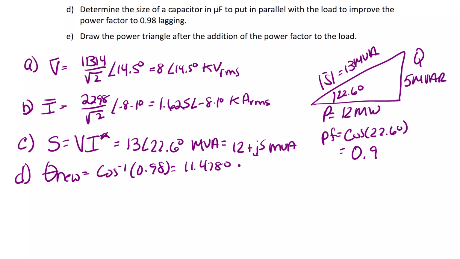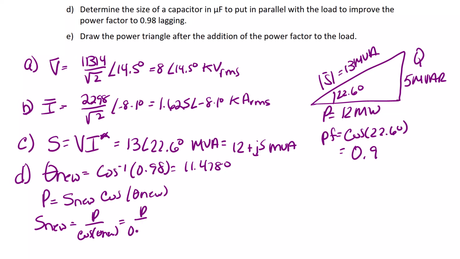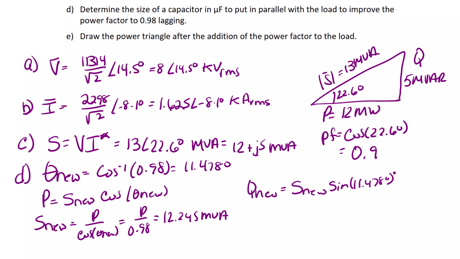From that, we can find Q and S. How we do that is we're going to use that P is equal to S new times the cosine of theta new. So it means that S new is P over the cosine of theta new, or P over 0.98. So we get that S new is equal to 12.245 megavolt amperes. And Q new is equal to S new times the sine of 11.478 degrees. So Q new is equal to 2.437 mvar.